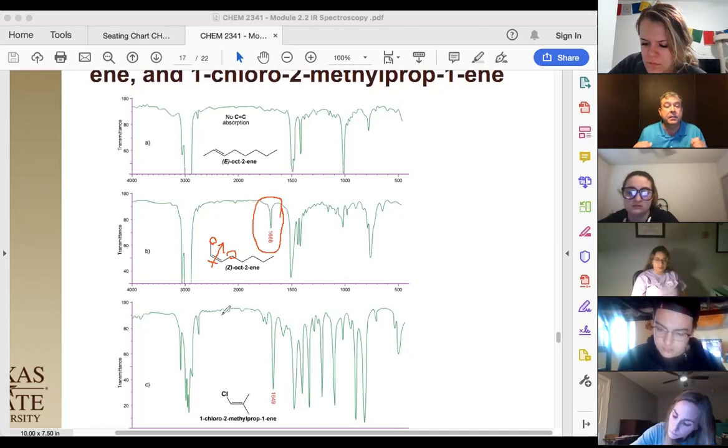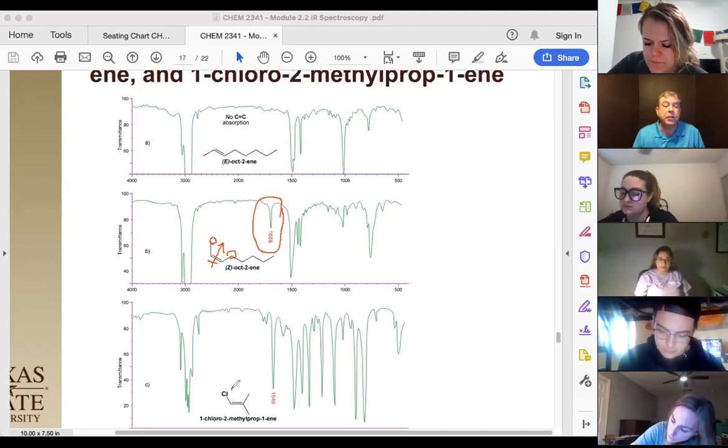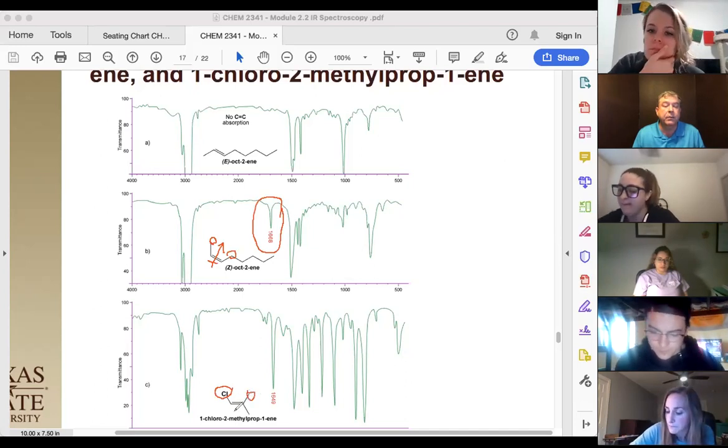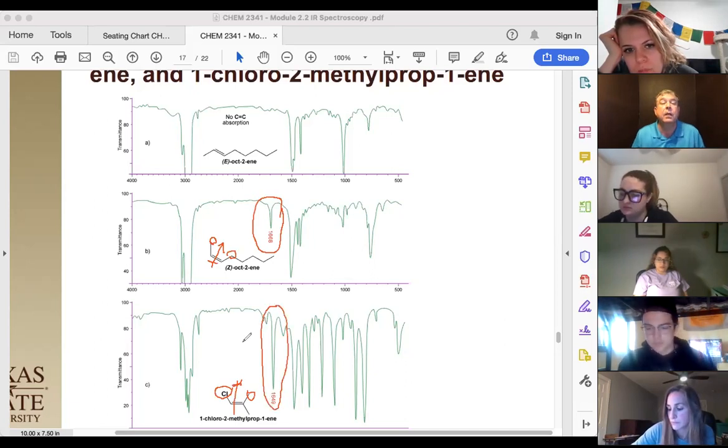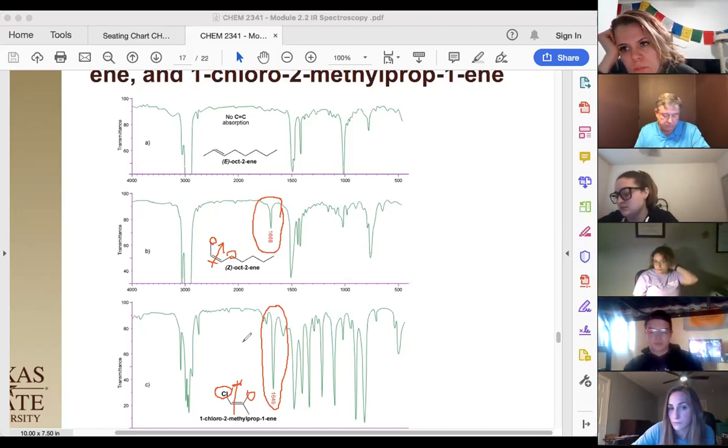Now we can intensify that by changing the groups attached to it. So we have a chlorine on here and a methyl group here. That means we have a much more intense dipole moment, and that means the peak gets bigger, okay? So in alkenes, it's very important. If they're unsymmetrical, they will show up much more strongly than otherwise.